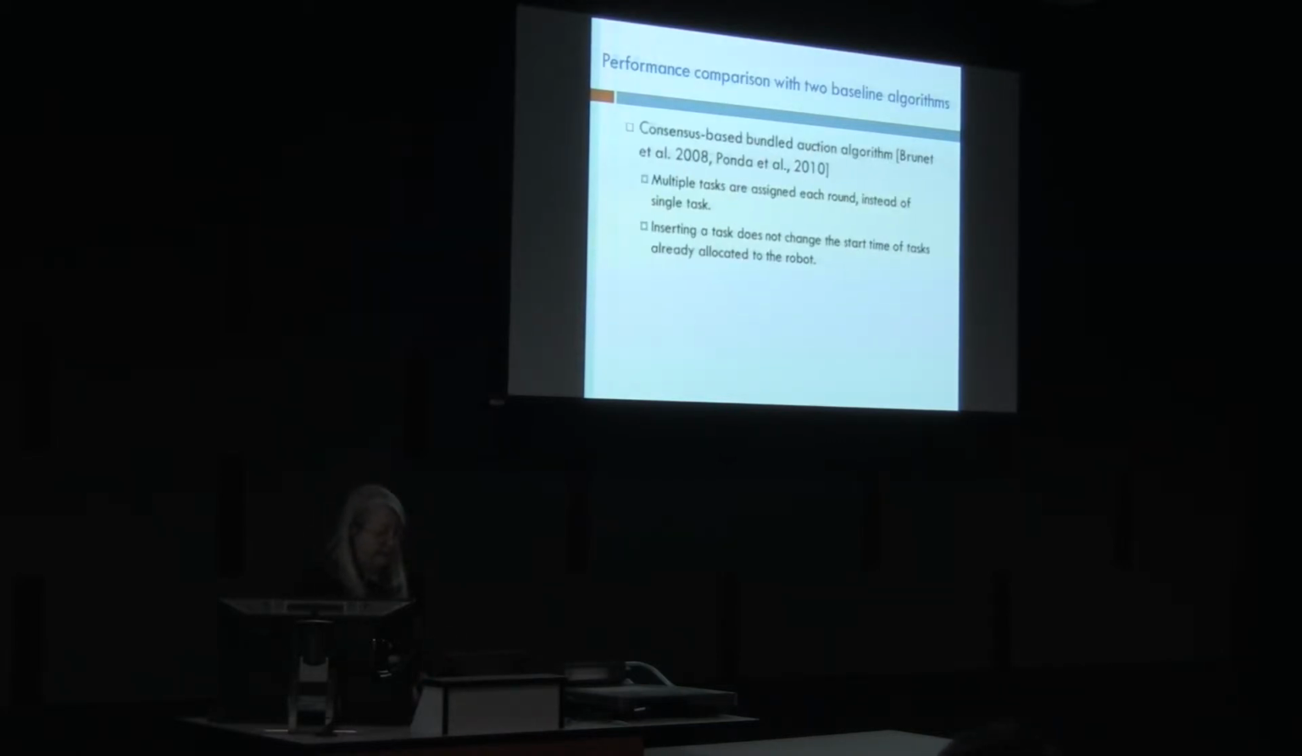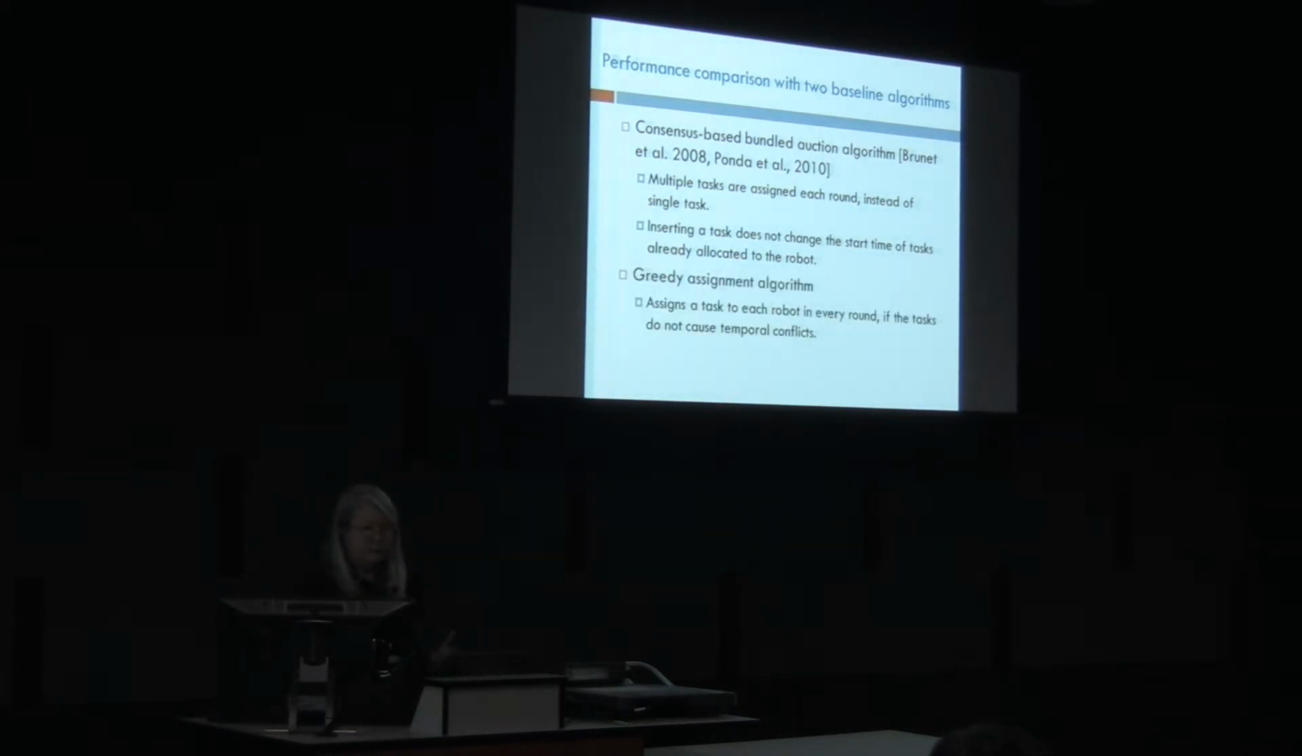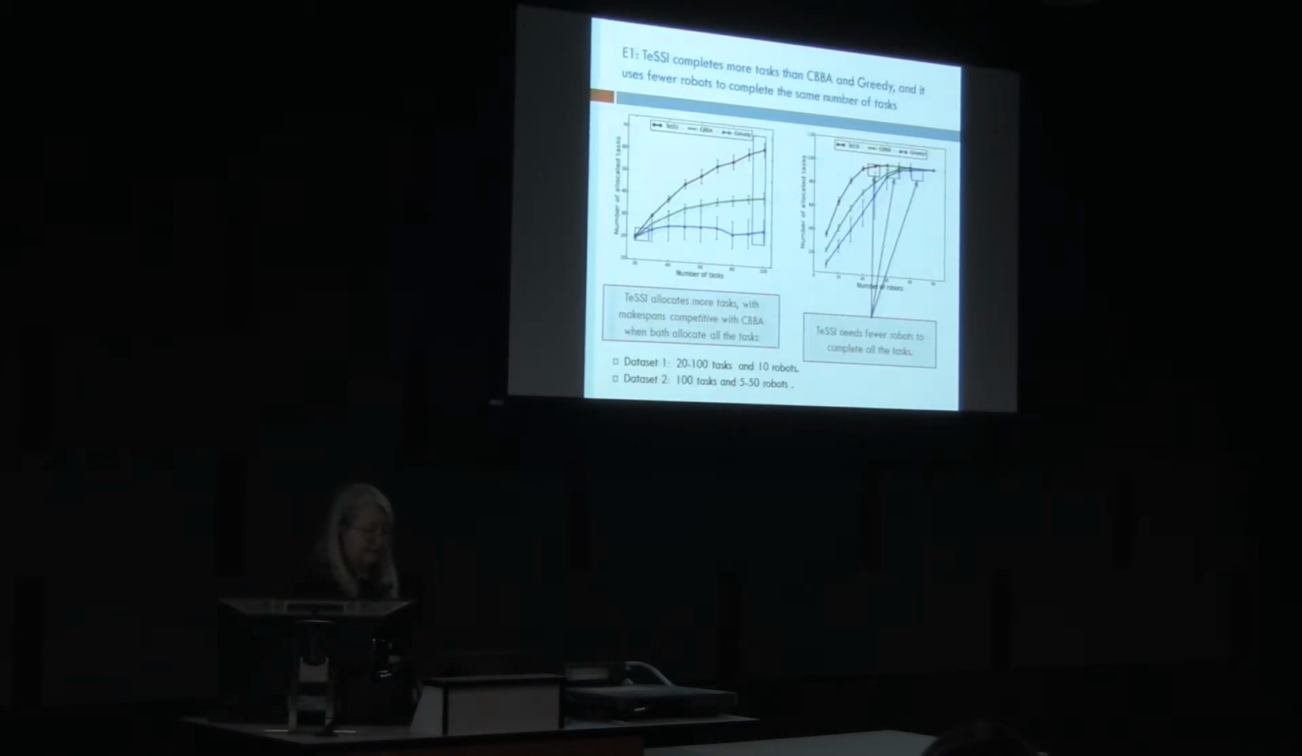So, very quickly, moving on to the next things. We compare the results of two algorithms. One is the consensus-based bundle algorithm, CBBA, which assigns multiple tasks, and the robots come up with consensus by locally reorganizing the tasks. The other is a kind of greedy assignment. Again, I'll go through a few of the results very quickly and then move to the next topic.